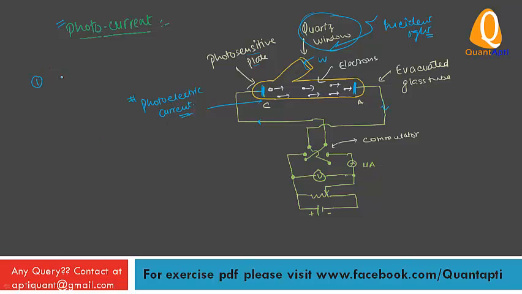So there are three factors. The first one is intensity of light. The second one is potential difference between A and C, and the third one is magnitude of potential and nature of photosensitive plates, that are anode and cathode.